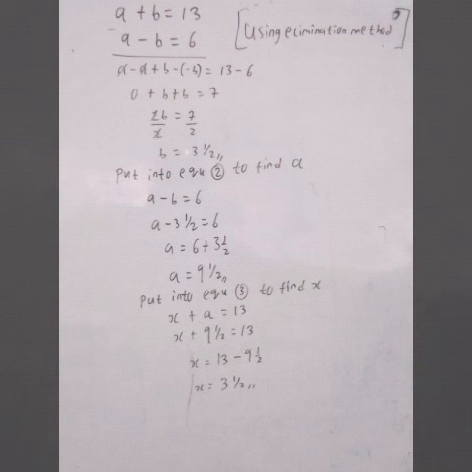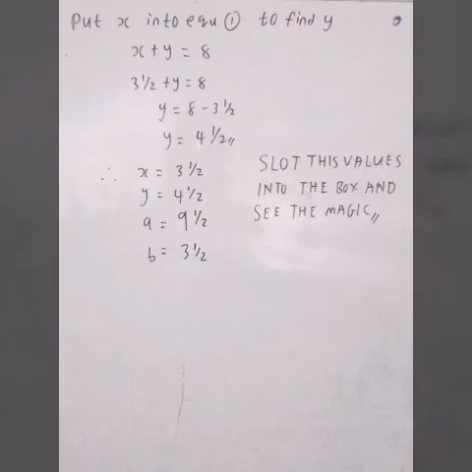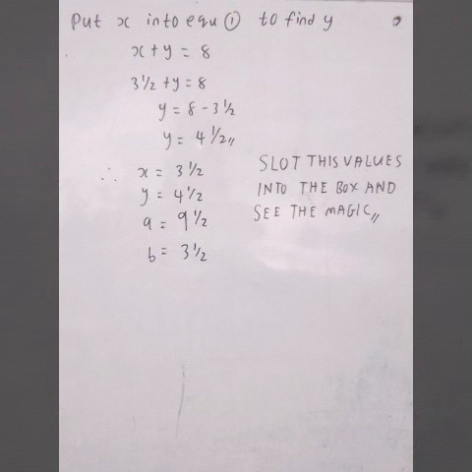Let's move on. Put the value of x into equation 1 for us to get y. In the long run, as we continue solving in the diagram shown, we got 4.5. From what we've done, wow, we just got the values of x, y, a, and b. That's fantastic. You guys should give yourself a round of applause.